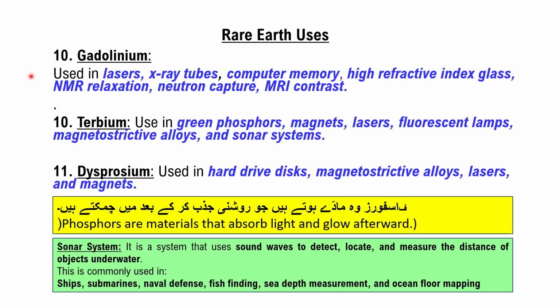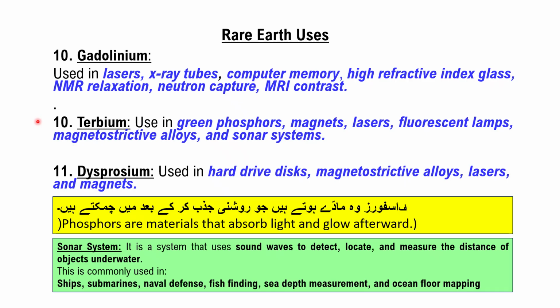Gadolinium is used in lasers, X-ray tubes, computer memory, high refractive index glass, NMR relaxation, neutron capture, and MRI contrast. It is used this much, and in very high-tech things. Terbium is used in green phosphor, again magnets, lasers, fluorescent lamps, and alloys.